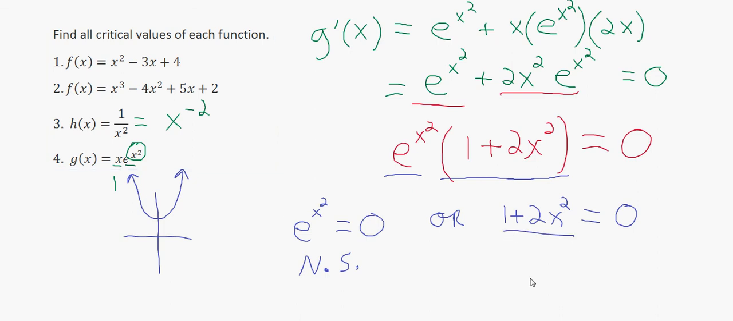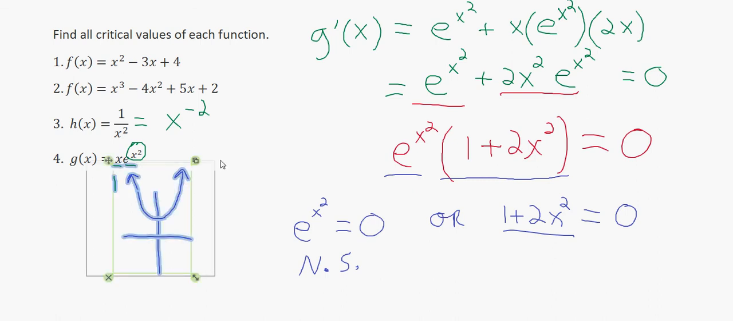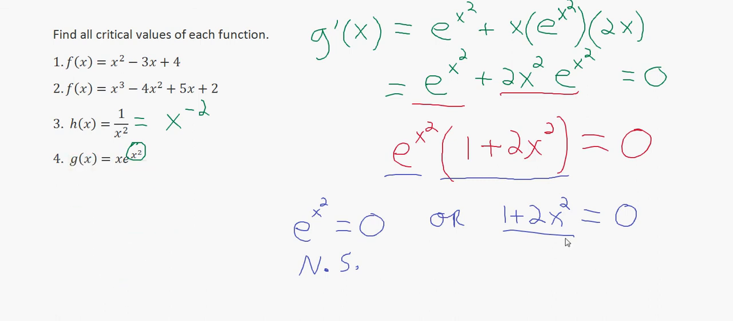If you try to solve this, you're going to get imaginary roots. So no solution. So since the derivative never equals 0, it's never undefined, it has no critical numbers.